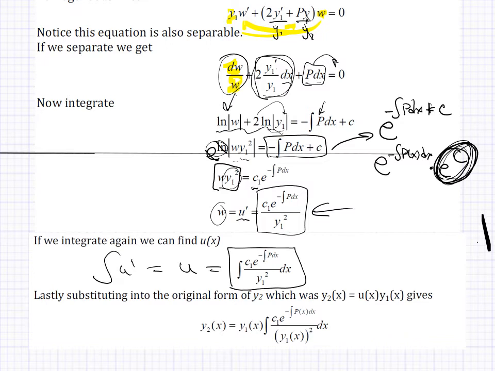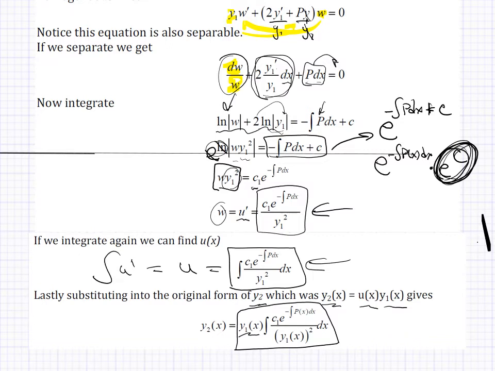And there you go. So then, what do we want? We don't really want that. We want to know what the second solution is, right? But the second solution should be u times y1. So if I take this and multiply it by y1, there goes your second solution.